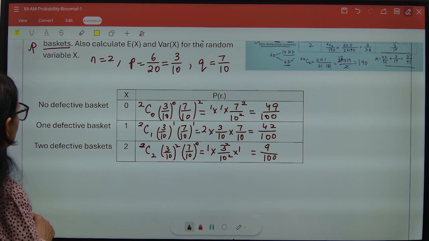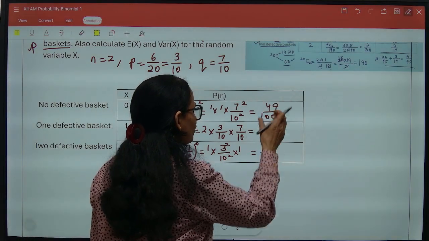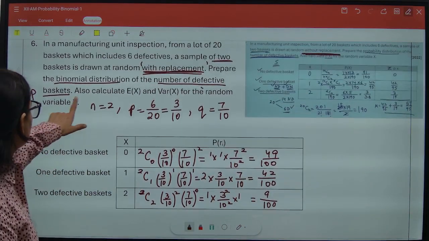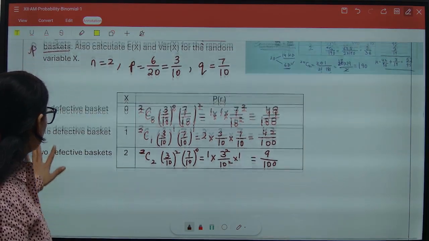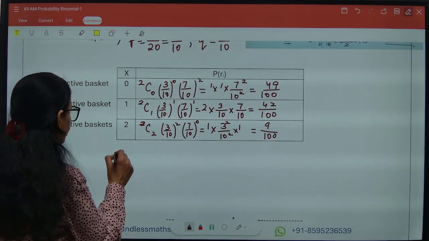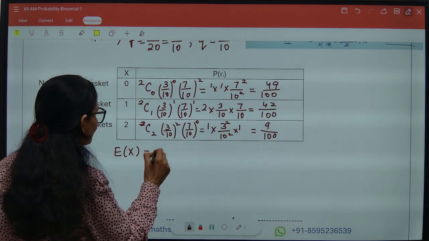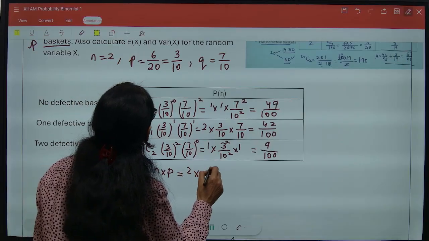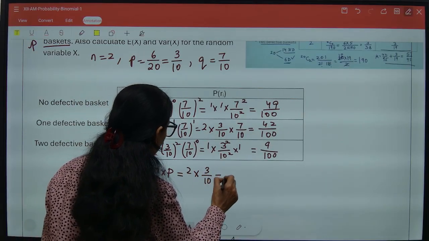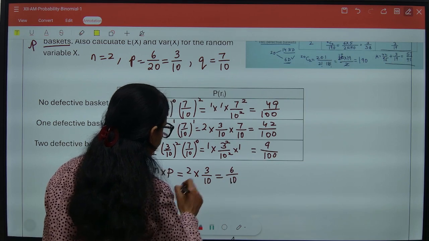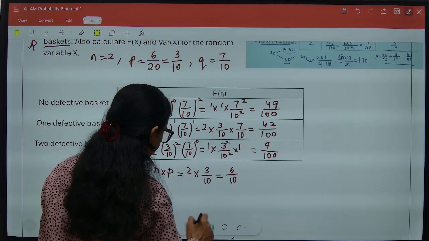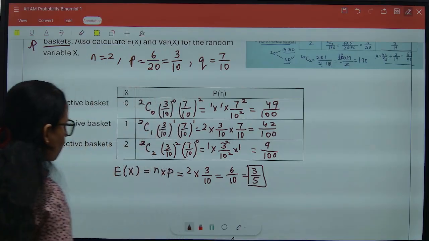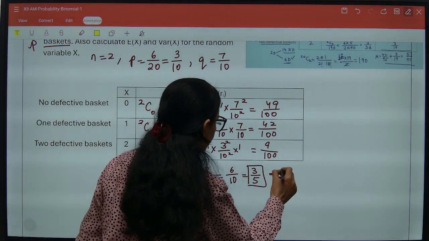Fine. While you are doing all these calculations, you can keep a check: the sum of all these is anyways 1. So what did the question ask? Calculate the expectation and variance. So you need to find the expectation and variance after making the probability distribution. The mean is going to be n into p. So we just need to multiply n and p, that is 2 into 3 by 10. So the mean is 6 by 10, or you can write it in lowest form, 3 by 5. So this is the mean. Or you can even convert it to a decimal number if you want, 0.6.